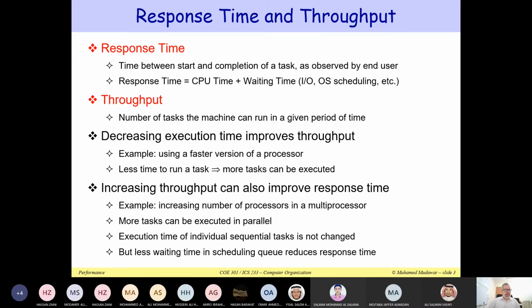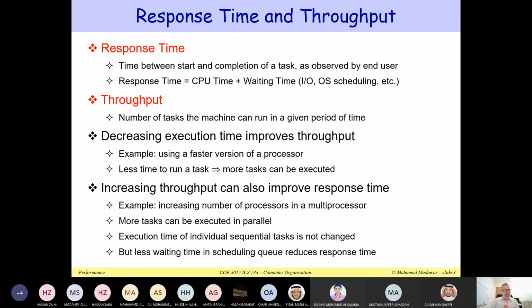Okay, so the first thing I need to talk about is the difference between response time and throughput. These are two ways to measure the performance. Response time is the time between the start and the completion of a task as observed by the end user. This is the CPU execution time plus the waiting time. So when you look at the task, you can look at the time when the task started and the time when the task completed. The time in between is what we call the response time. Of course, the less response time, the better. The shorter the time, the higher the performance.